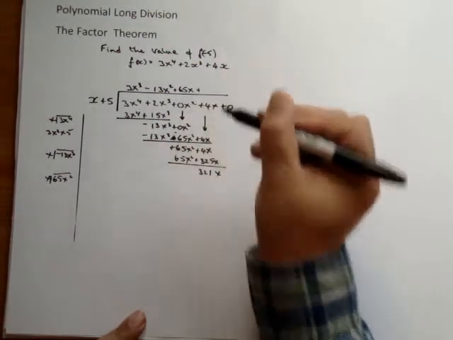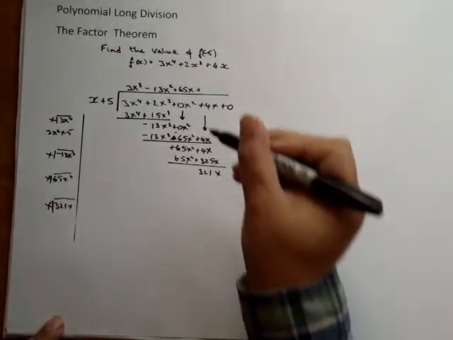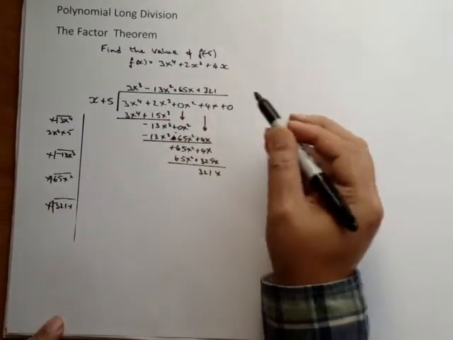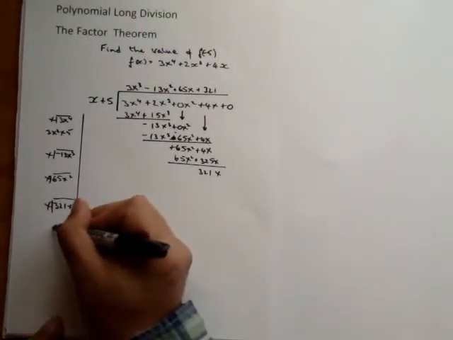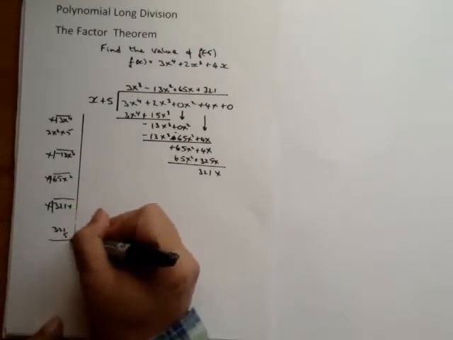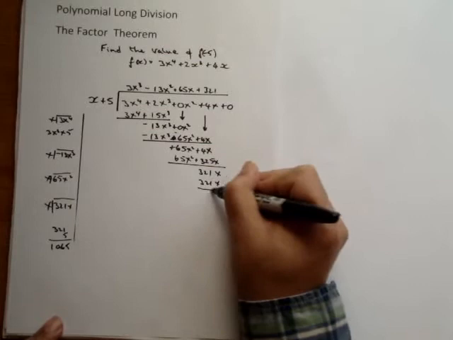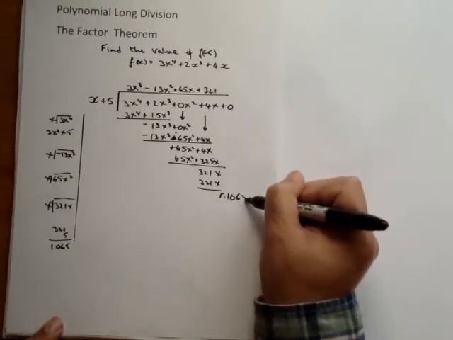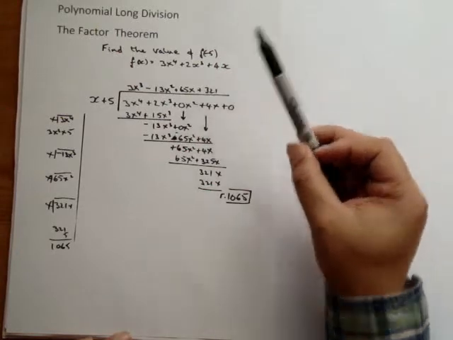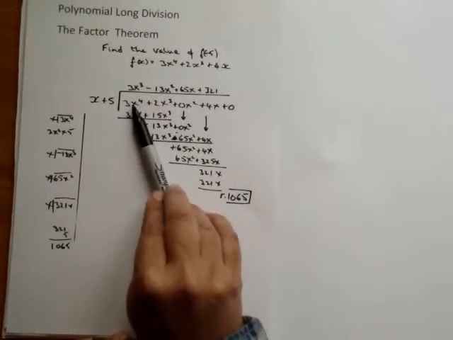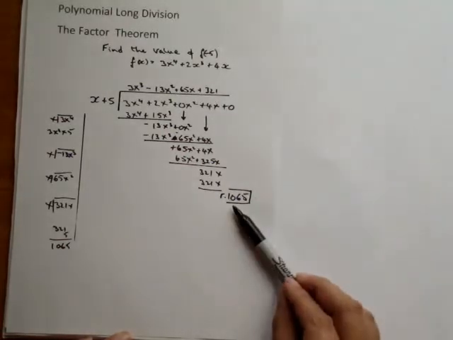So we'd write our 321x divided by our x gives us plus 321. Multiply the 321 by the 5 and we get our remainder. 321 times 5 is 1065. If we were to put minus 5 into this polynomial by the remainder theorem, so here we'd substitute x as minus 5, here we'd substitute x as minus 5, here we'd substitute x as minus 5, the answer would be 1065.